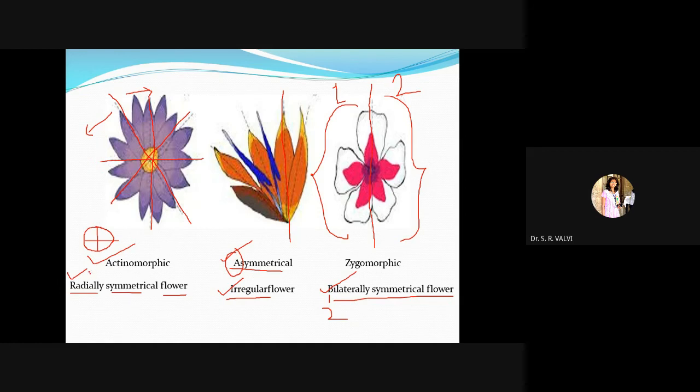Here, what is the term used? Radially. In any one of the radii you will get the equal parts. Here only one plane. In case of zygomorphic, only in one plane you are going to get two equal parts, right? And hence it is called as bilaterally symmetrical flower. It is also called as zygomorphic. This is the symbol of zygomorphic, right?